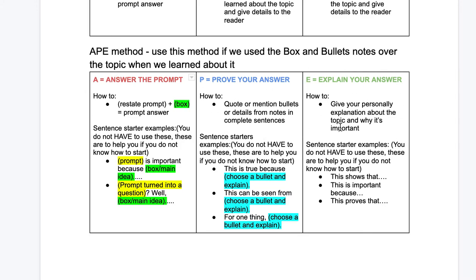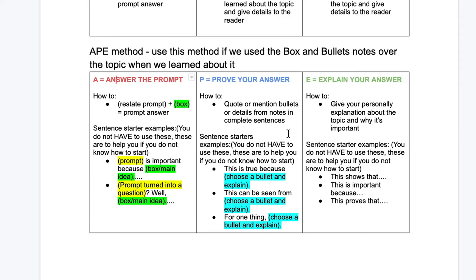The E in APE comes from you. Why does it come from you? Because a short answer response is to show your readers how knowledgeable you are about something. So that E is you explaining the answer and giving your personal opinions and explanations that match the topic.